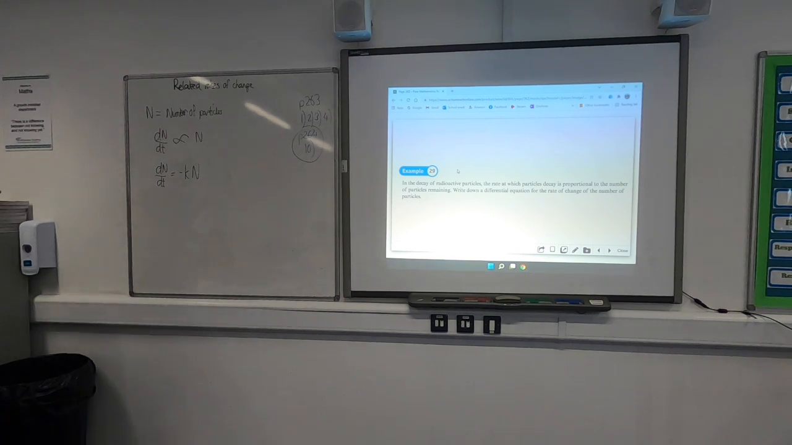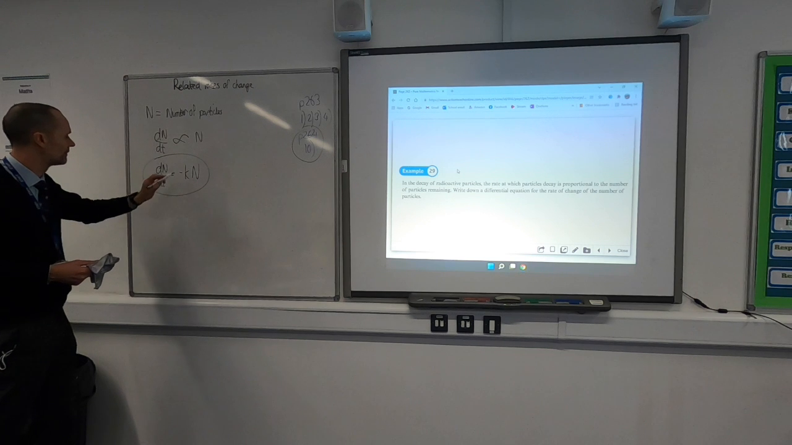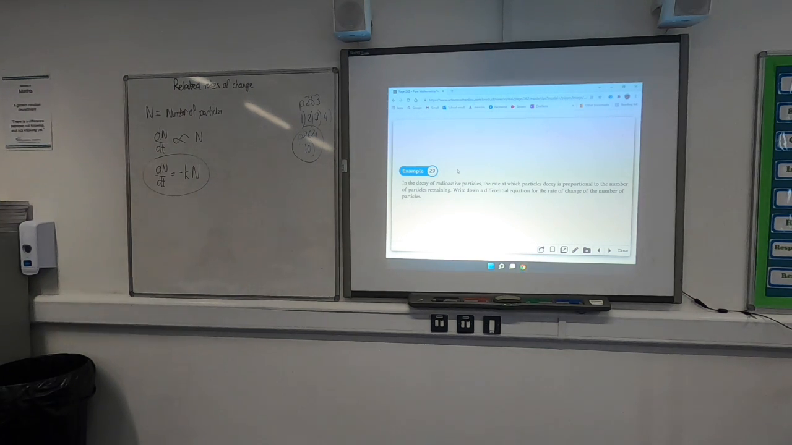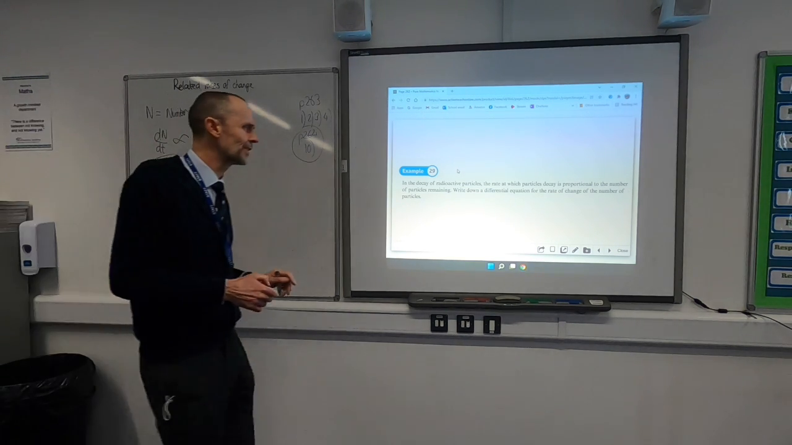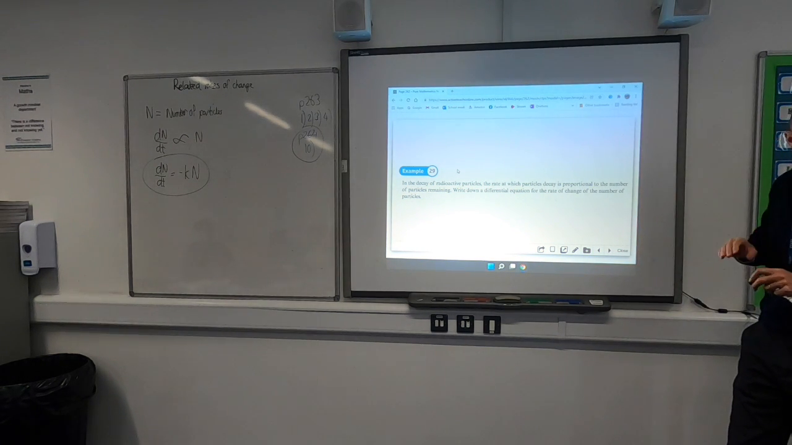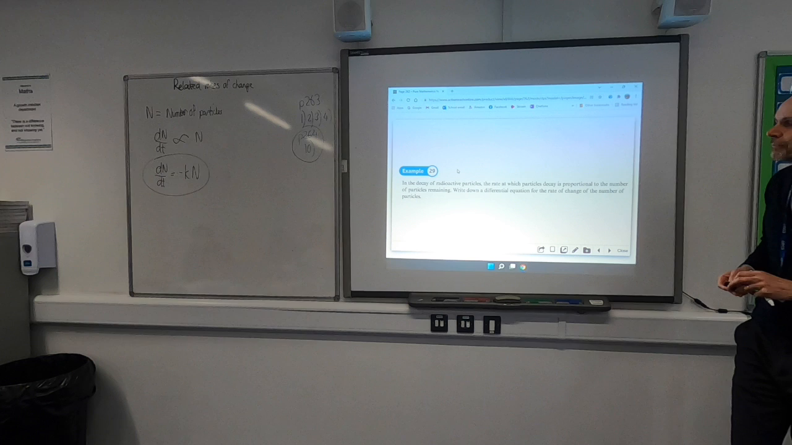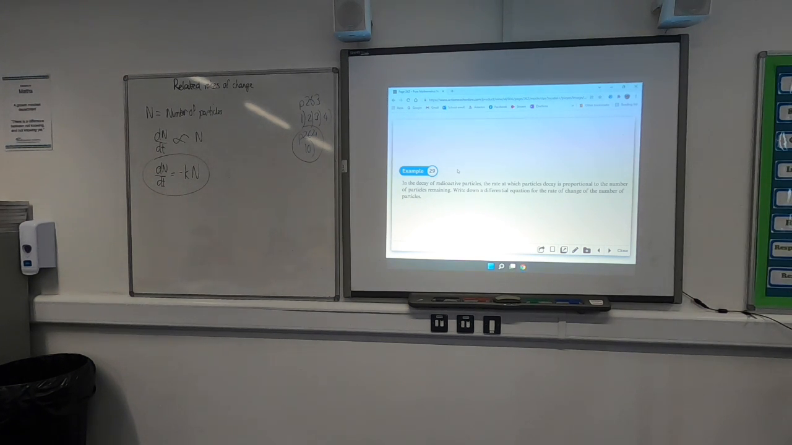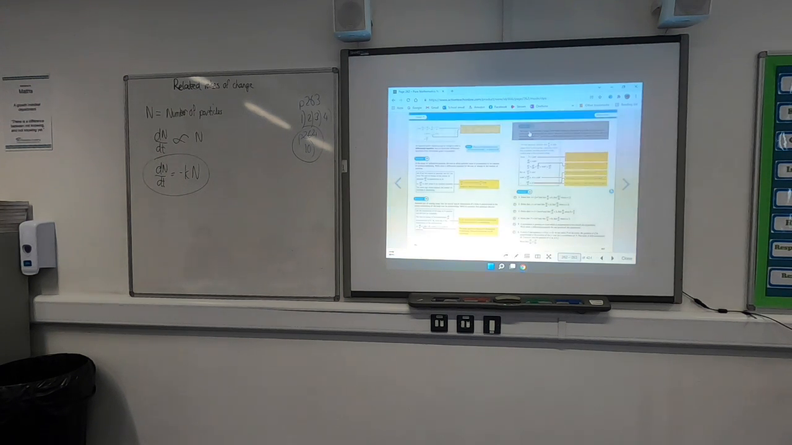So that's all that question means. dn by dt is equal to some multiplier times n. That's what this sentence, the rate at which particles decay is proportional to the number of particles remaining, means. So let's look at a final example which combines these two things, building the differential statements and this proportional type statement, okay?